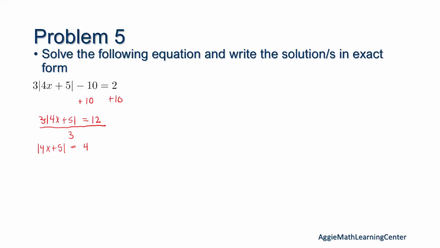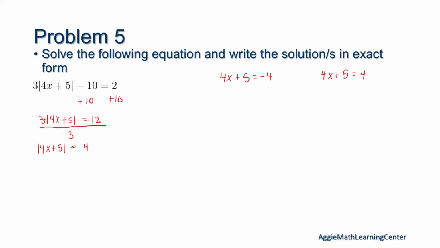One is -4 and one is 4. Yes, so I'm trying to solve for what quantity would make 4x plus 5 equal to -4. And I'm also solving for what quantity would make 4x plus 5 equal to +4. Okay. So how would I start doing these equations?